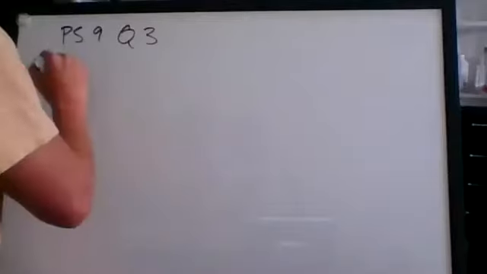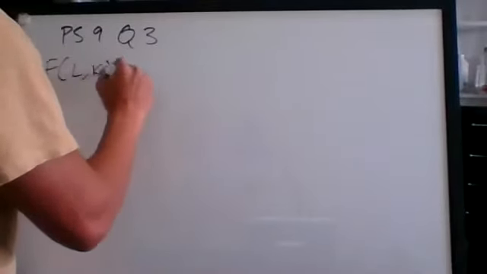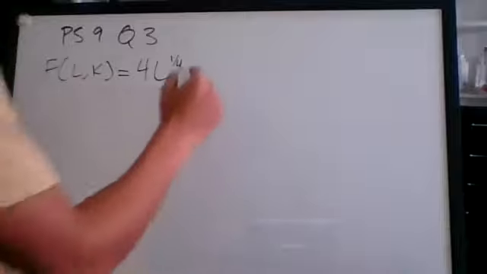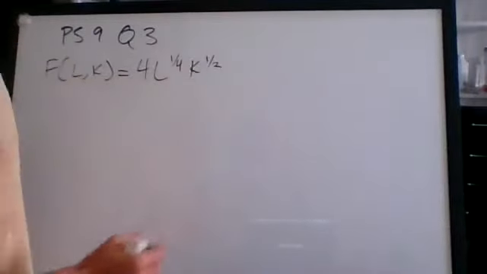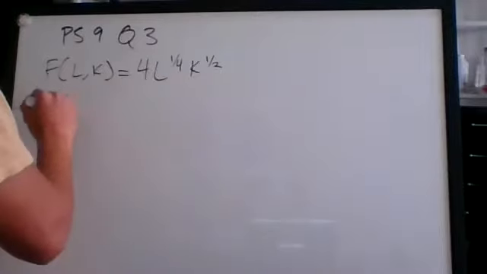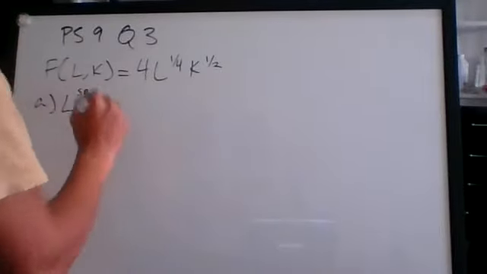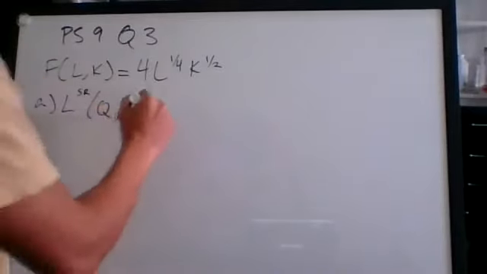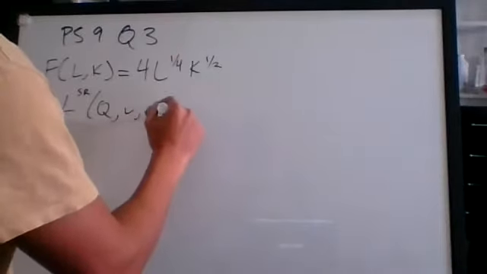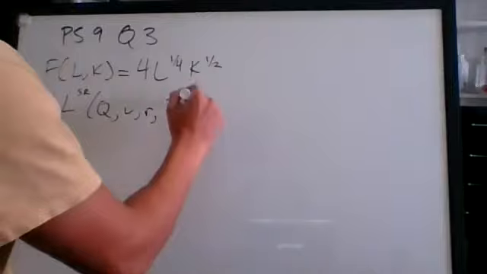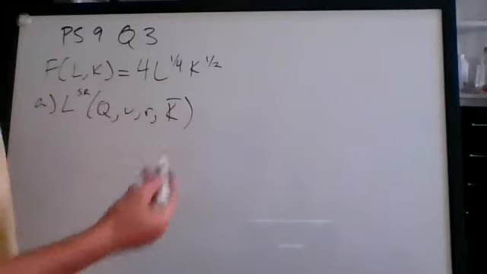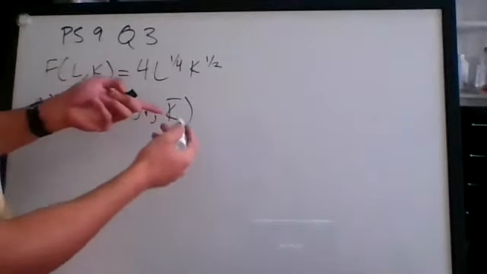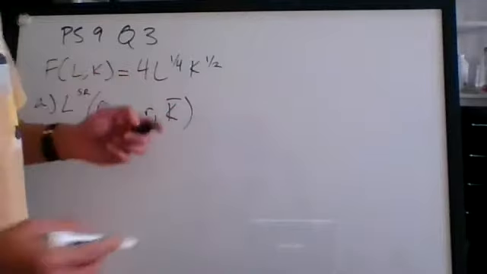And we're given a production function that is 4L to the 1/4 K to the 1/2, right? And we're asked to find labor in the short run, given these parameters, right? Where we have quantity, wage rate, rental rate, and a fixed level of capital, right? And we know that in the short run, we're always going to have fixed capital. And that's one of the defining characteristics of the short run is we have these fixed costs, right? And in this case, capital is fixed.